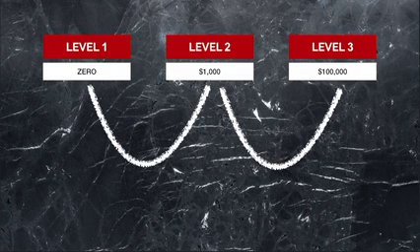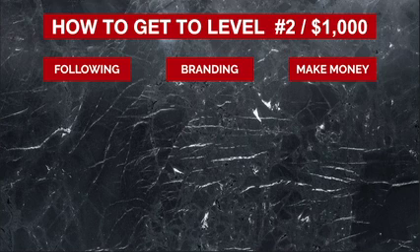So let's dive into it and let's talk about how you can get to level number 2, okay? That means $1,000, right? And there's basically 3 different things that you have to do, okay? You first of all have to build a following, because look, building a following is the key to making money online. It's the key to making money with Instagram, and if you have a following, then you will make money. It's that simple, right? So step number 1 is you have to build a following.